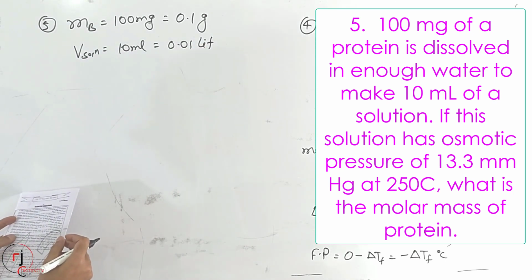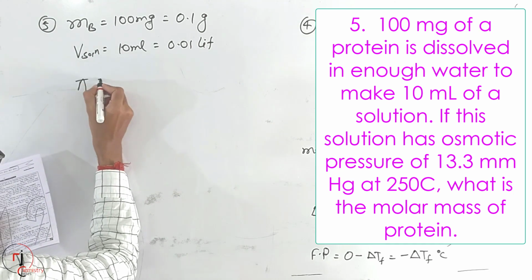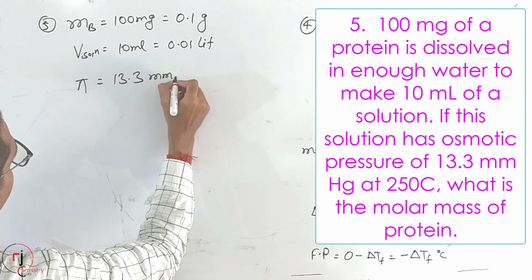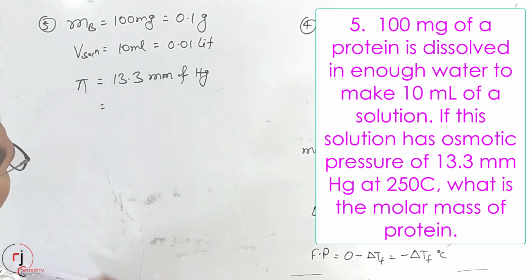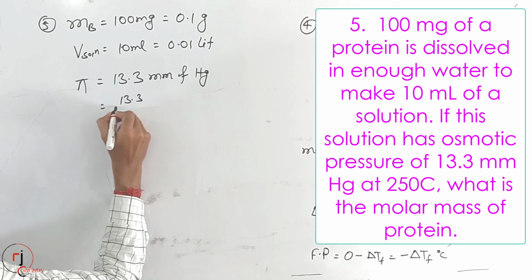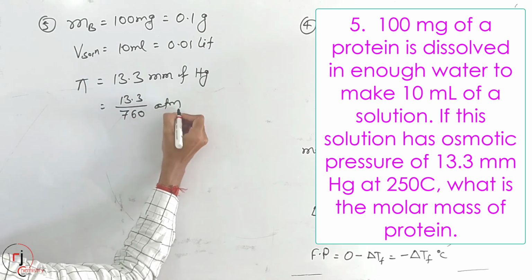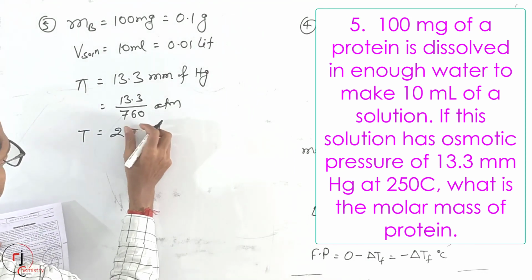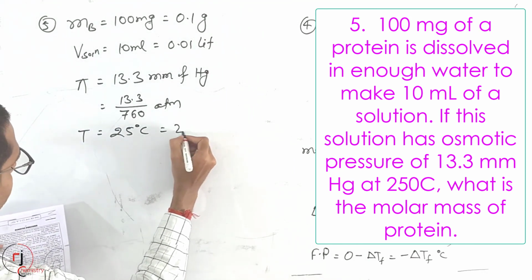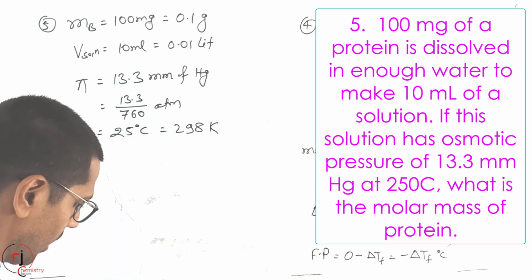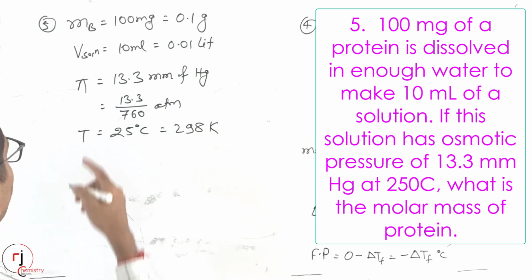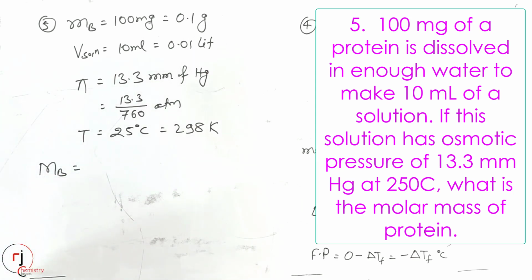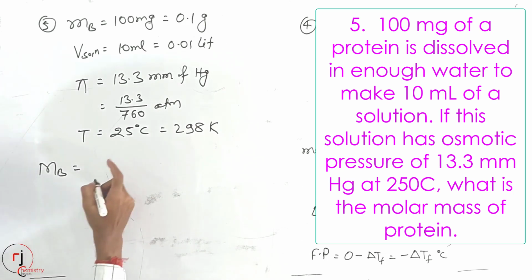Okay student, the osmotic pressure of the solution is given as 13.3 mm of Hg, which we can convert into atm: 13.3 by 760 atm. At 25 degrees Celsius, what is the temperature of this solution? That is 298 Kelvin. What is the molar mass of protein? From here we have to determine the molar mass of the protein, that is, the molar mass of an unknown solute.